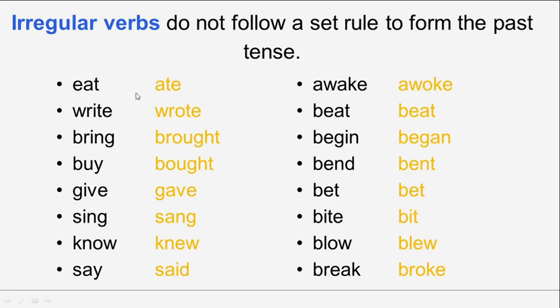Write, wrote; bring, brought; buy, bought; give, gave; sing, sang; know, knew; say, said; awake, awoke; bite, bit; begin, began; bend, bent; bet, bet; bite, bit; blow, blew; break, broke. So in short, not all of the verbs follow the regular rules. You need to be familiarized with some of the irregular verbs and their past tense, okay?